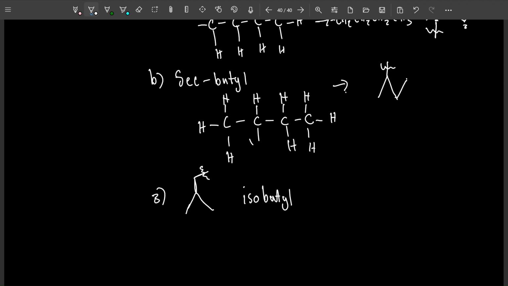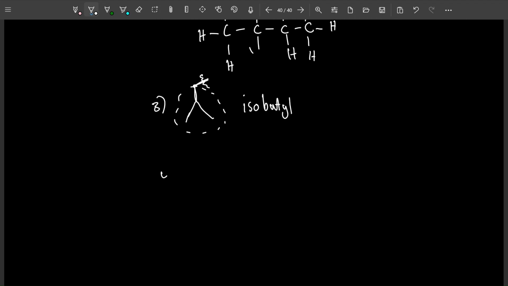Now, how do I easily see an isobutyl? Isobutyl makes a Y shape again, like we saw in isopropyl. But after that, it makes a slight bend to put a link to the continuation, to the main chain or the parent chain. That link is coming from your Y. Anything that's iso will have a Y shape. So this is your isobutyl.